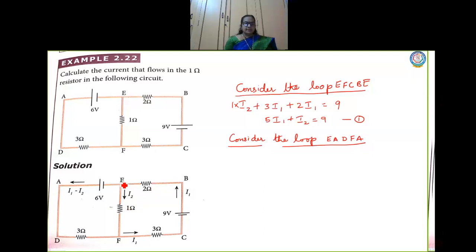Now here this is the battery. Here I don't have any resistor, but the current is I1 minus I2. In this lead also I don't have any resistor, but in this lead I have a resistor 3 ohm. So what is the current in this lead also? It is I1 minus I2. So here product of resistance into current: 3 into I1 minus I2.